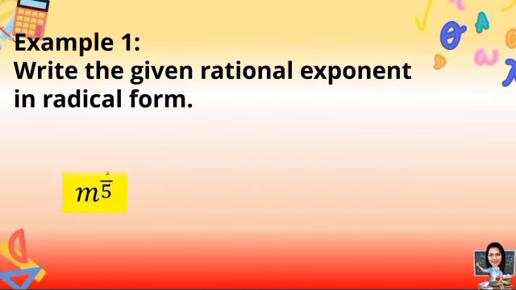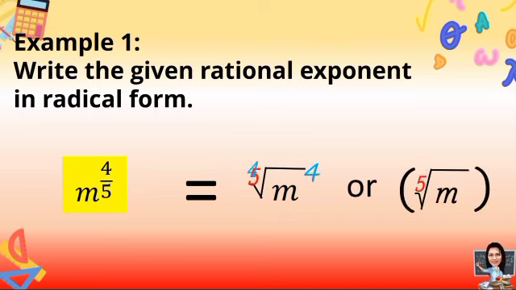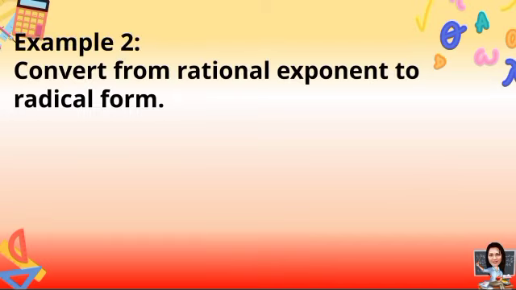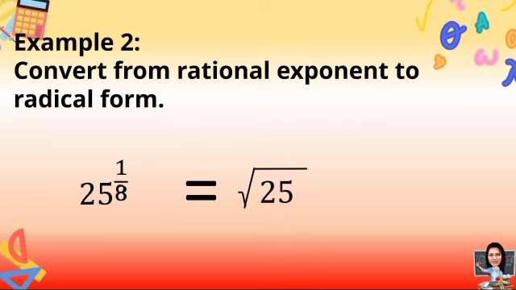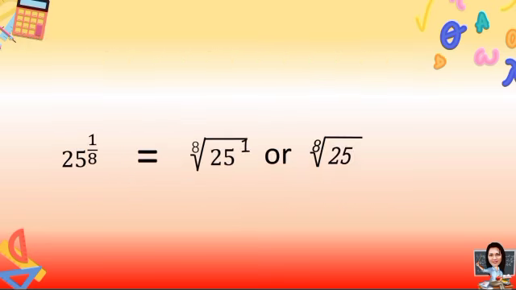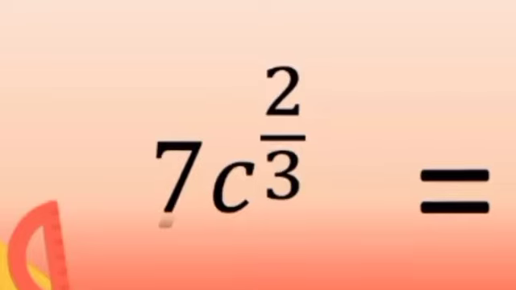Example number 1. Write m raised to 4 over 5 in radical form. So m, the base, becomes the radicand, and then this is fifth root of m raised to 4. Another example, convert 25 raised to 1/8. So 25 is the radicand and 8 is the index. So this is 8th root of 25 raised to 1, or 8th root of 25.